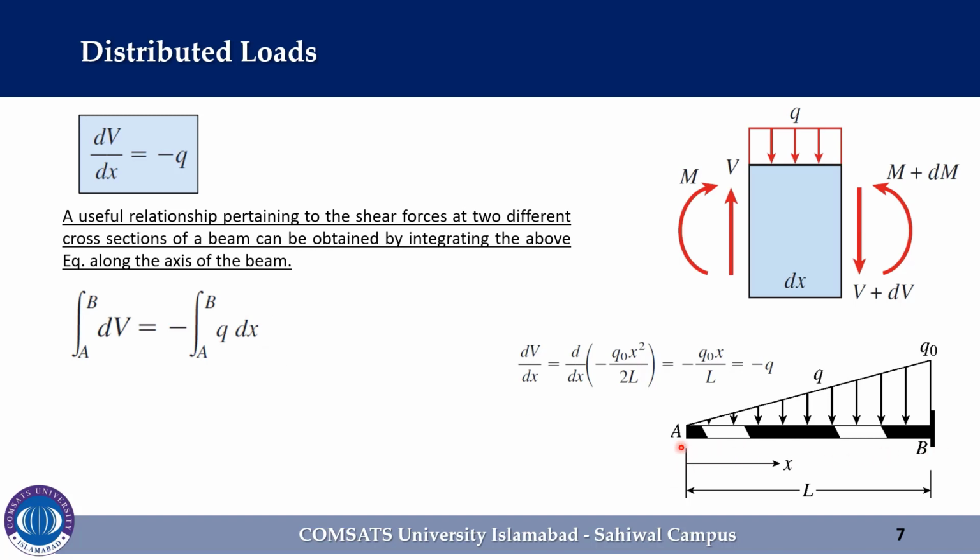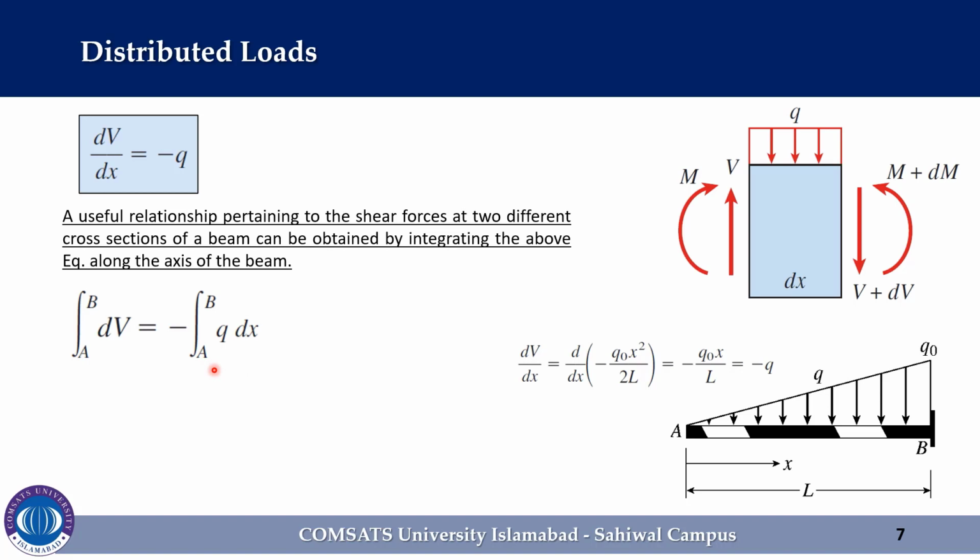The left hand side of this equation equals the difference VB minus VA of the shear force at point B and point A. The integral on the right hand side represents the area of the loading diagram between A and B, which in turn is equal to the magnitude of the resultant of the distributed load acting between these points.